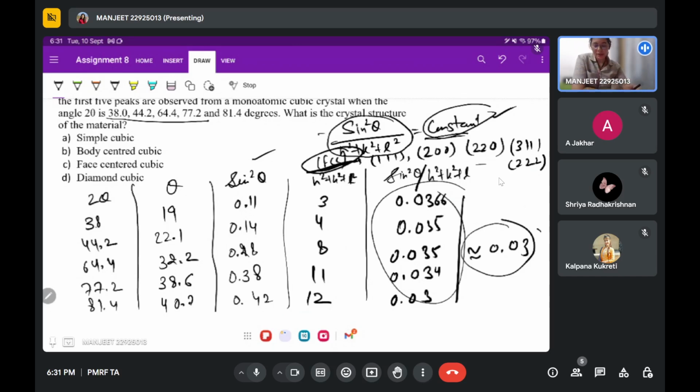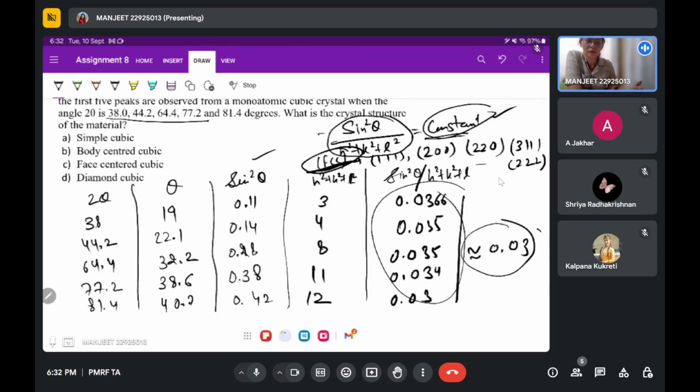Okay, similarly if it is not satisfying the FCC one, then you have to check for the BCC one. For the BCC, you know that this sum has to be even. If h plus k plus L is even, it will give you the peak, and if h plus k plus L is odd, then there is no diffraction peak. So you have to consider the corresponding h square plus k square plus L square for the BCC if it is not satisfied by the FCC. You have to check this process one by one.